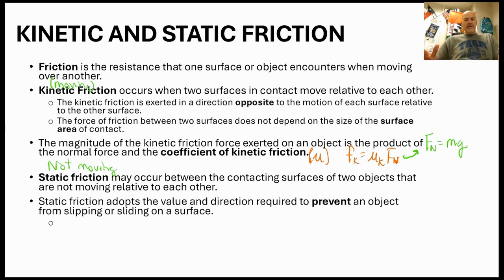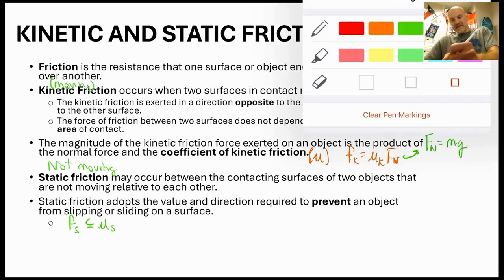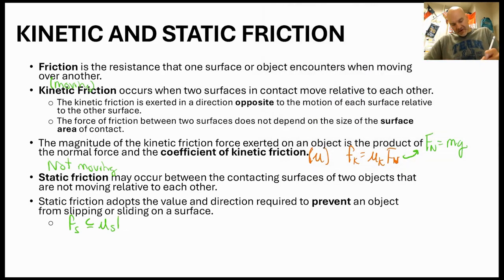Static friction adopts the value and direction required to prevent an object from sliding on a surface. It uses essentially the same equation, but it becomes an inequality versus an equality. What that means is whatever force you are exerting has to be greater than the product of the static coefficient and the normal force.